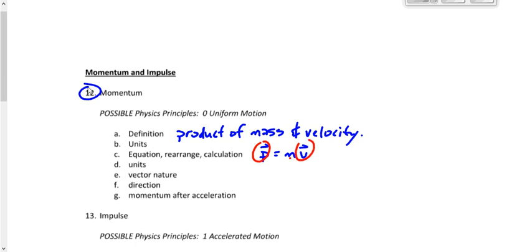Mass is a scalar, right? We probably remember that from Physics 20, but if you don't, there's always a little cheat, right? Look at your data sheet. If there's an arrow over it, it's a vector. If there's not an arrow over it, it's a scalar.